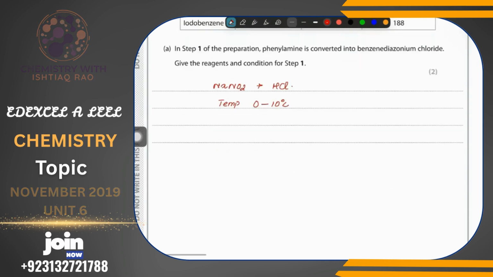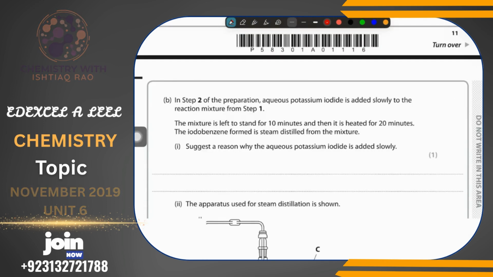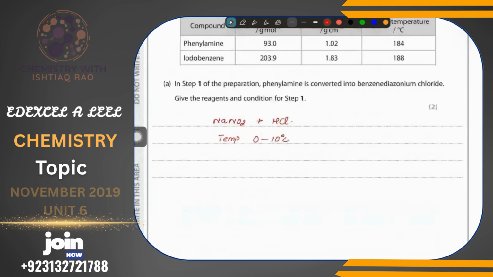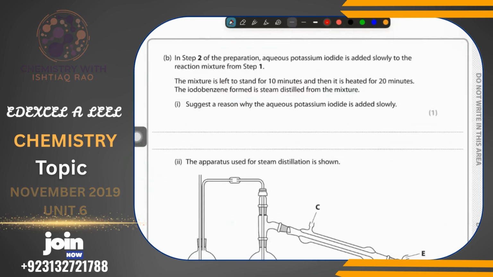In step two, what's going on? Diazonium salt is converting into the iodine compound. In step two of the preparation, aqueous potassium iodide is added slowly to the reaction mixture from step one. The mixture is left to stand for 10 minutes and then it is heated for 20 minutes. The iodobenzene formed is steam distilled from the mixture. Suggest a reason why the aqueous potassium iodide is added slowly.